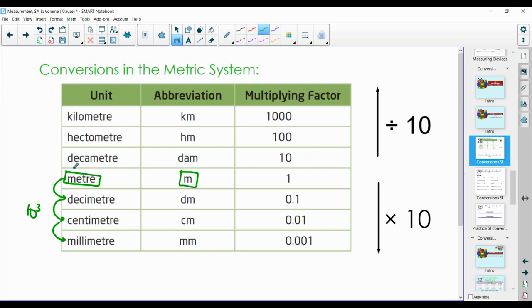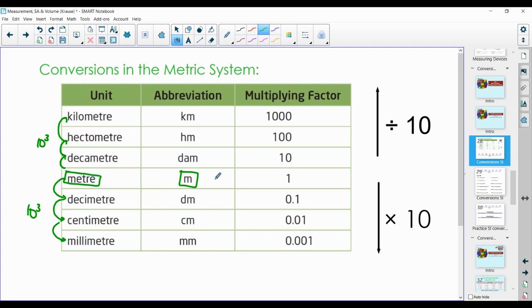On the reverse, if I'm going from meters to decameters, decameters are 10 times bigger, hectometers are another 10 times bigger, and kilometers are another 10 times bigger. So going from meters to kilometers, kilometers are 10 to the 3 times bigger than meters, so 1,000 times bigger.